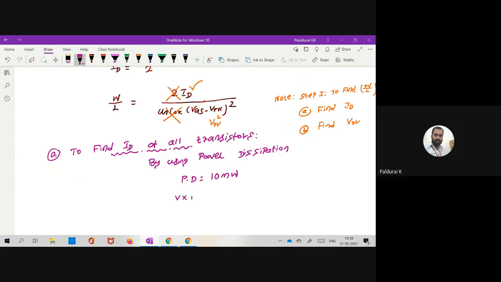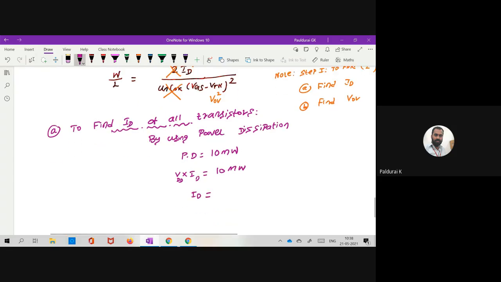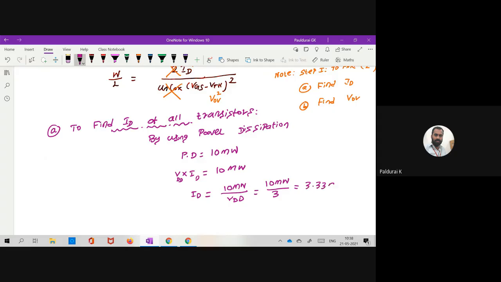V times I, right? That is 10 milliwatt. Here V is nothing but my applied voltage VDD. I is nothing but my ID in general. அப்போ what is my ID? Total ID is 10 milliwatt divided by VDD. What is this? 10 milliwatt divided by VDD, which is 3, so it will give you 3.33 milliampere. This is the total current actually.